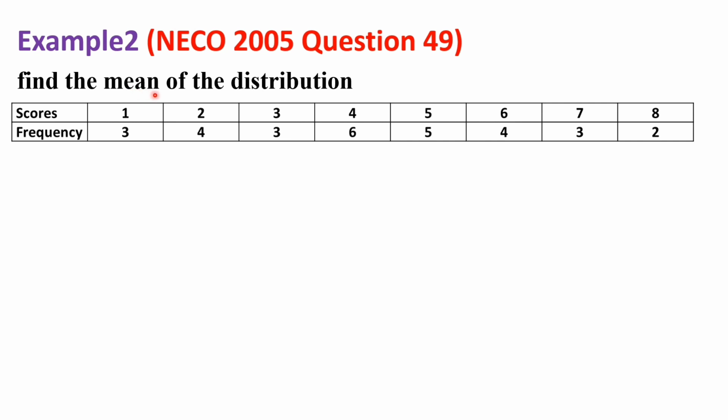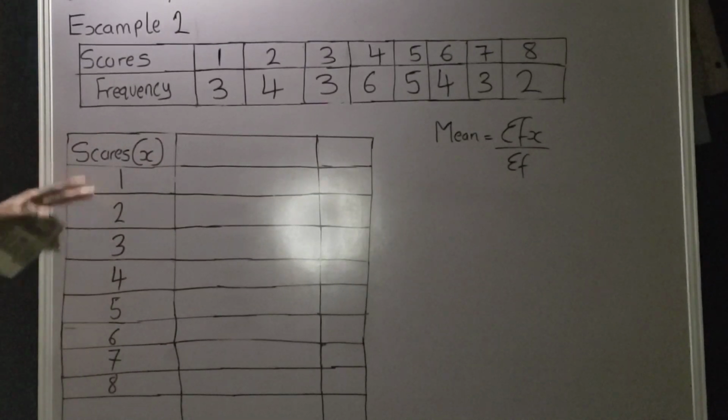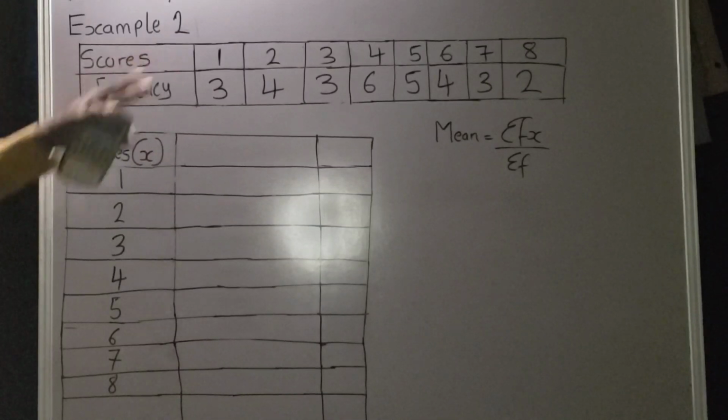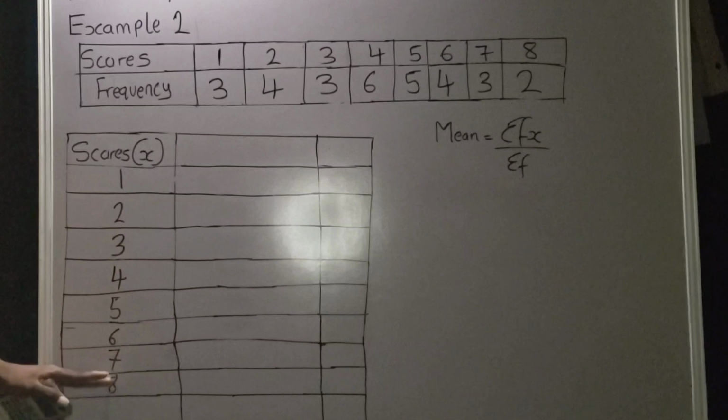Find the mean of the distribution. We have the scores and the frequency of the distribution respectively. So we are still going to use the same approach that we used in our previous example. I've already arranged the scores. The scores are the values that we have here. That is the value of x. Are you getting what I'm saying? So I have 1, 2, 3, 4, 5, 6, 7, 8.